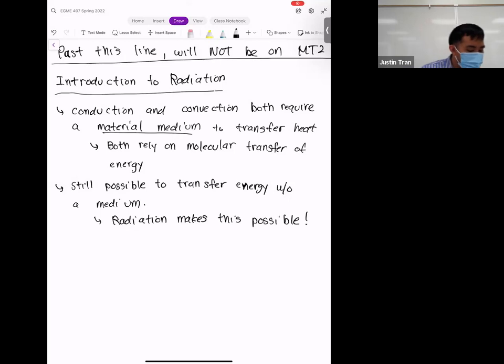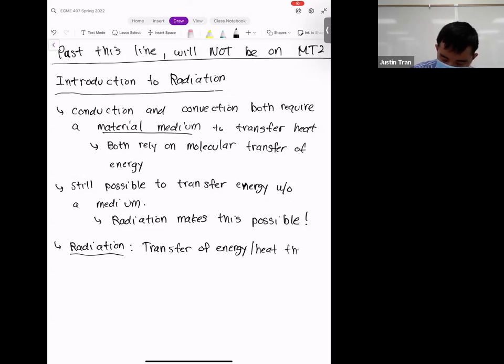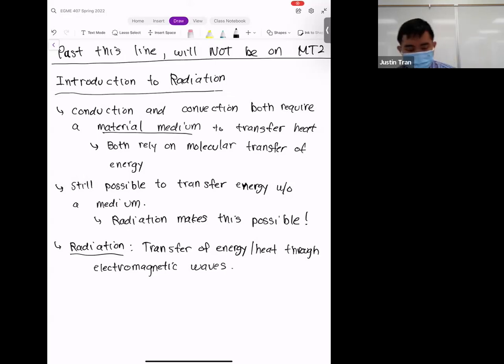And so when we're talking about radiation, it's really important to talk about what's the physical mechanism that makes it work. Okay? Okay, and so radiation, the way that we're going to define this is the transfer of heat through electromagnetic waves. And electromagnetic waves don't need a medium.